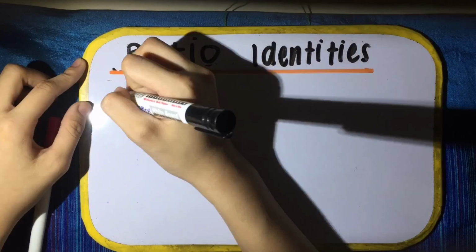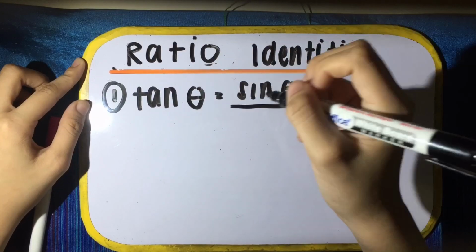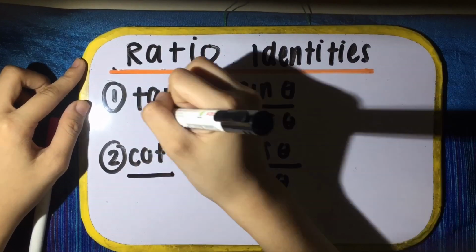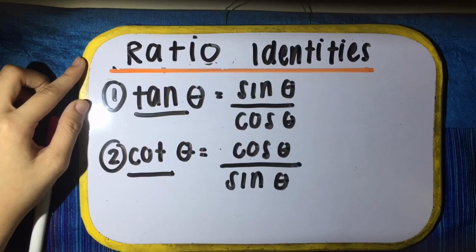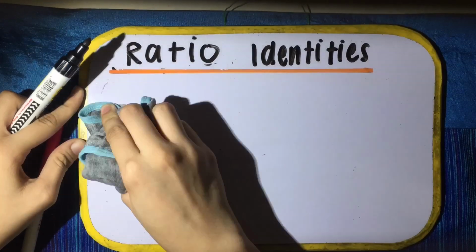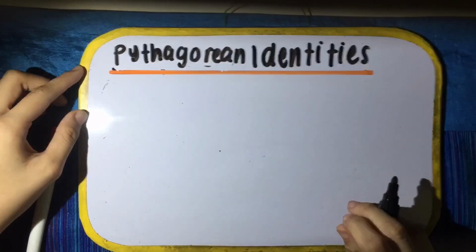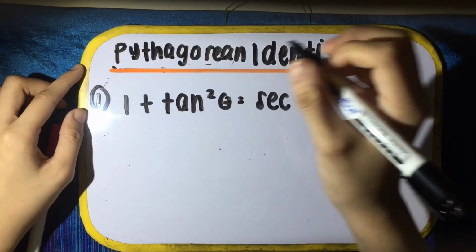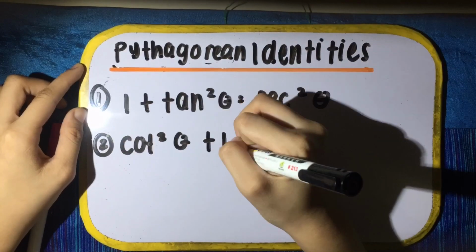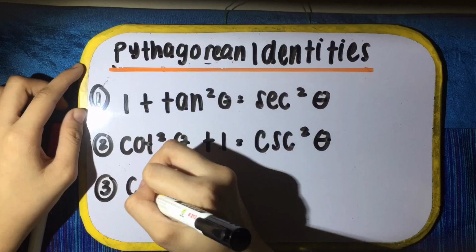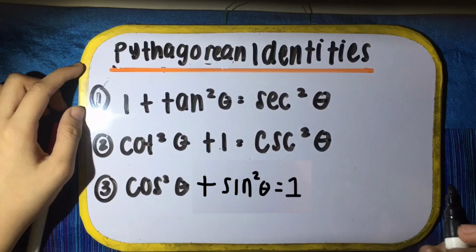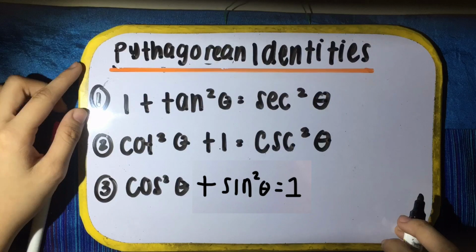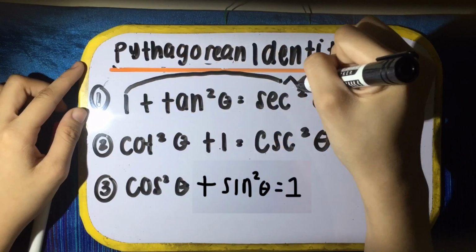For the ratio identities, tan theta is equal to sin theta over cosine theta and cotangent theta is equal to cosine theta over sin theta. For the Pythagorean identities, 1 plus tan squared theta is equal to secant squared theta, cot squared theta plus 1 is equal to cosecant squared theta, and cosine squared theta plus sin squared theta is equal to 1. You can manipulate these identities by transposing a term.